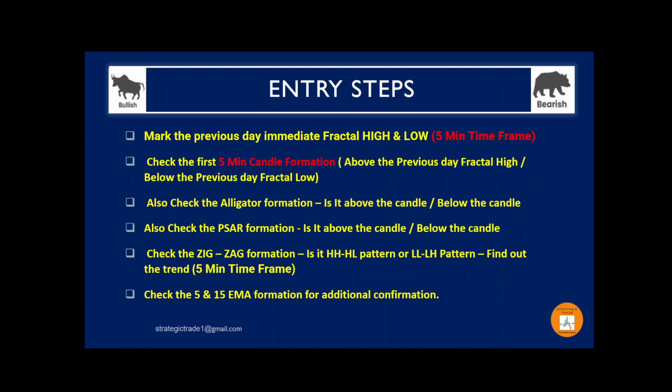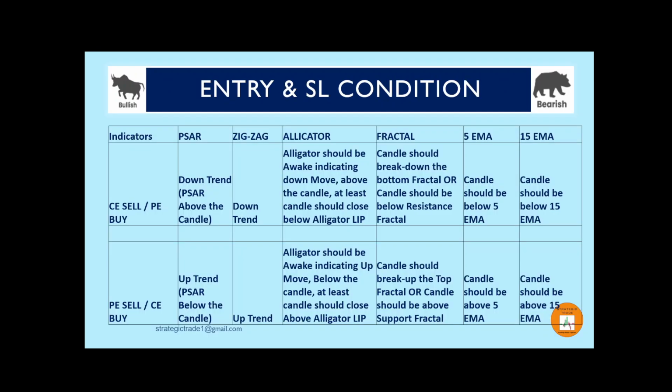If it is forming at the bottom, we may go for the P side, and if it is forming at the top, we may go for the C side. Then again, check the zigzag formation, whether it is a higher high or lower low pattern, and what the direction is, that we can also see based on the zigzag indicator. And check the 5 EMA and 15 EMA formation, whether there is an upward crossing or downward crossing, that we can also see.